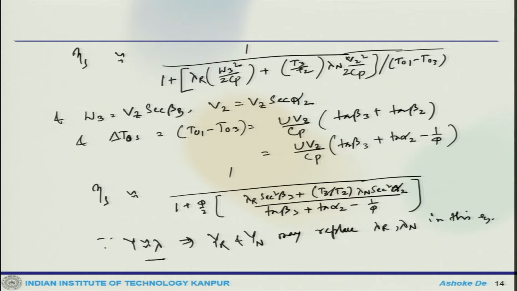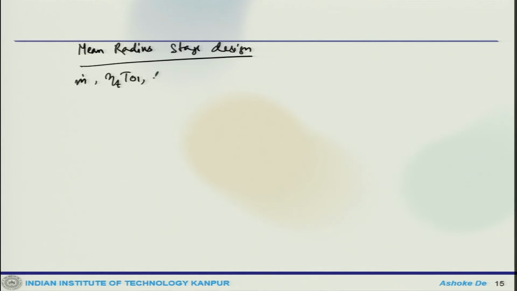So, the next thing we will look at is the mean radius stage design. Okay. So, from cycle calculations we have already got the following parameters: m dot, eta t, T naught 1, delta T naught s, P naught 1 by P naught 3 and P naught 1.